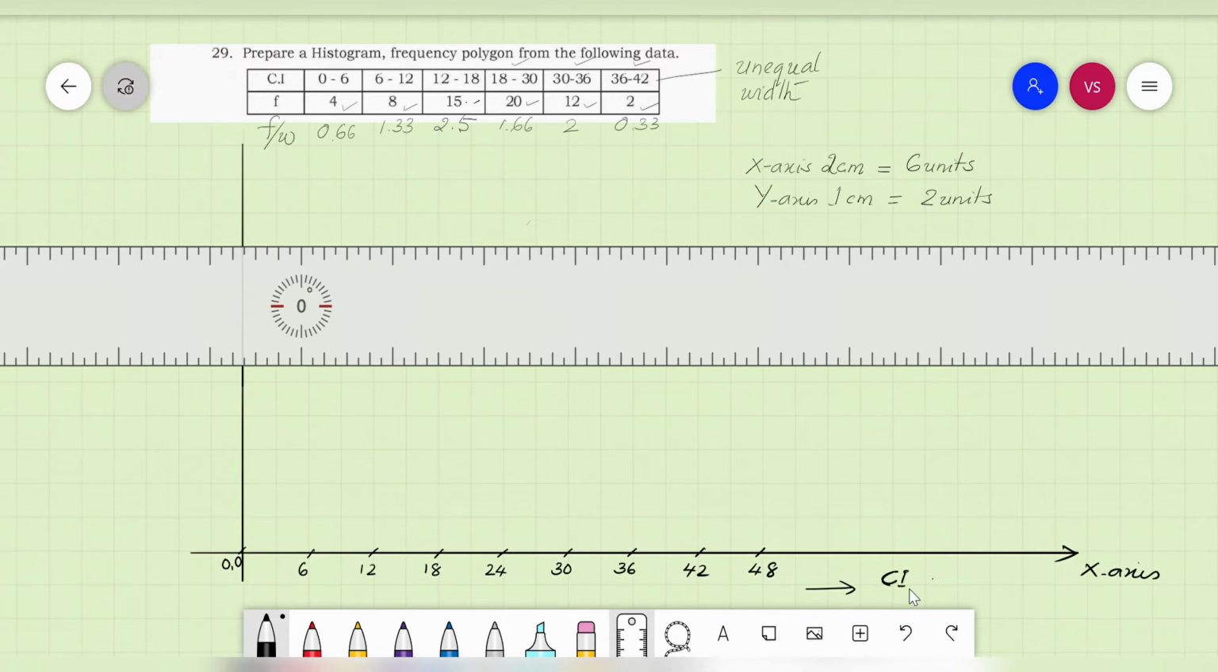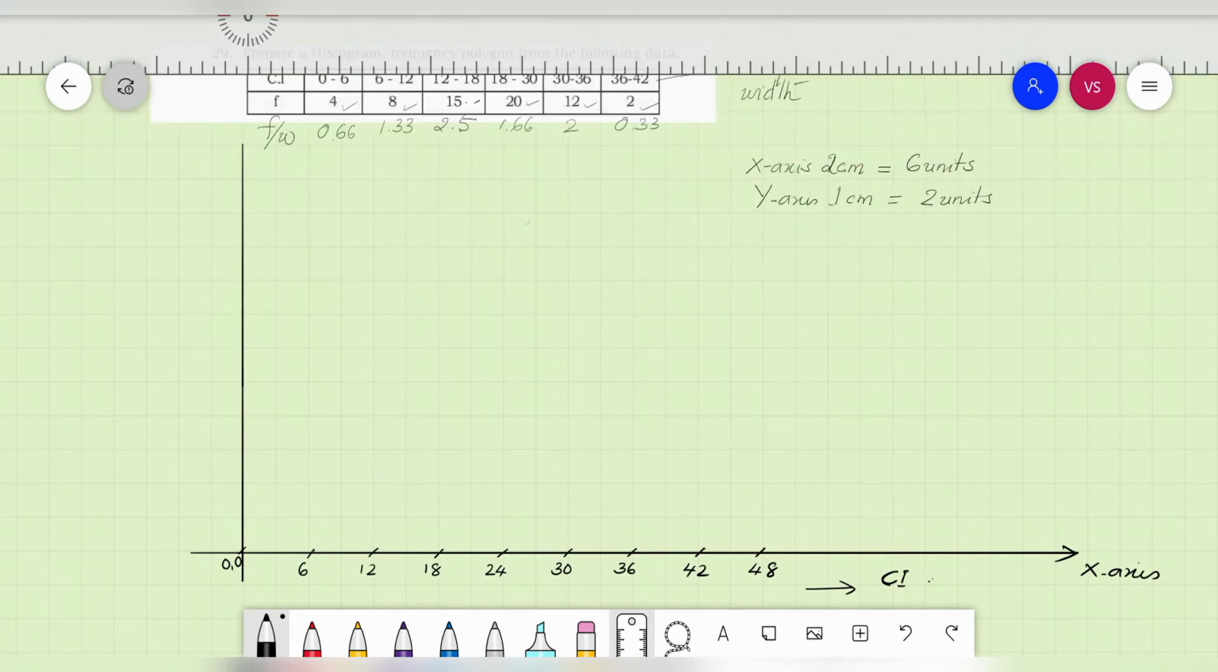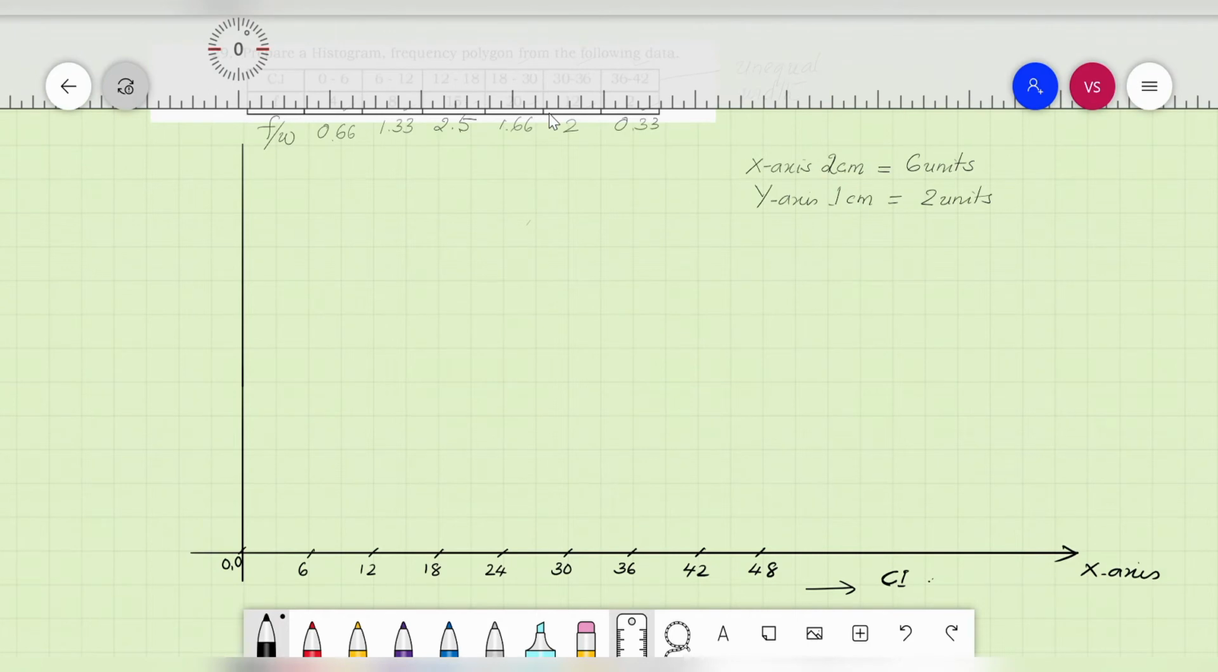Class intervals are on the x-axis. Then, what is on the y-axis? Okay, 1 centimeter is equal to, for me, 2. So 2, 4, 6, 8, 10, 12, 14, 16, 18, 20.